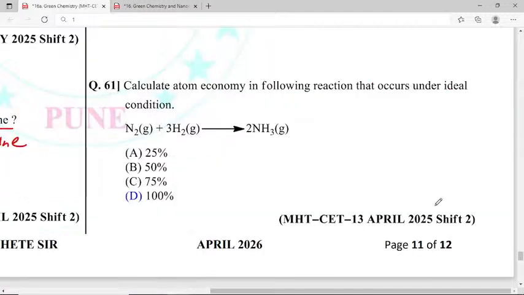Next, calculate atom economy in the following reaction that occurs under ideal condition. So what is the ideal condition here? This is 1 mole, this is 3, and this is 2. Okay, so how to solve? All these are reactants, and this is the product.